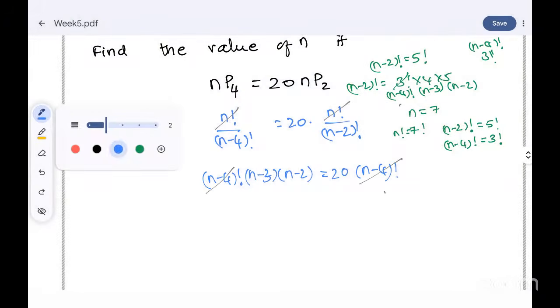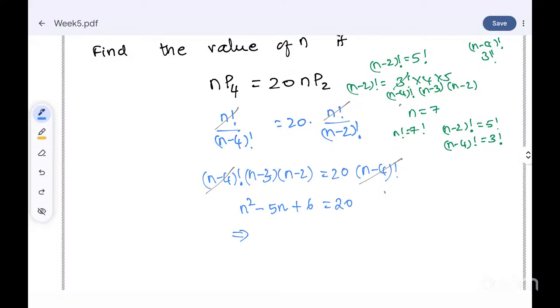So what you have is (n minus 3) into (n minus 2). If you multiply, what will you get? n square minus 5n plus 6. So if you simplify this, you will get n square minus 5n minus 14. So how will you solve this? 7 and 2: minus 7n plus 2n, minus 14. So the possible options are n is equal to 7 or minus 2.